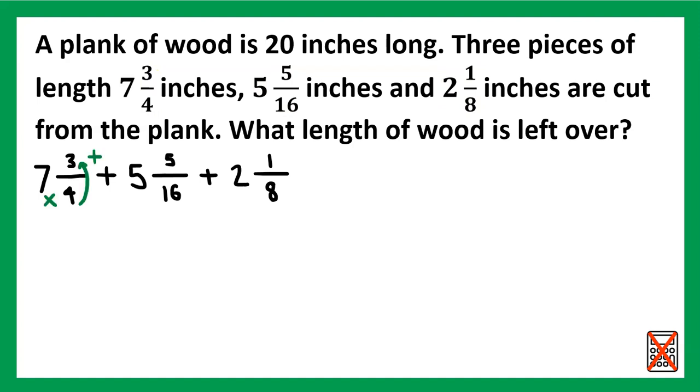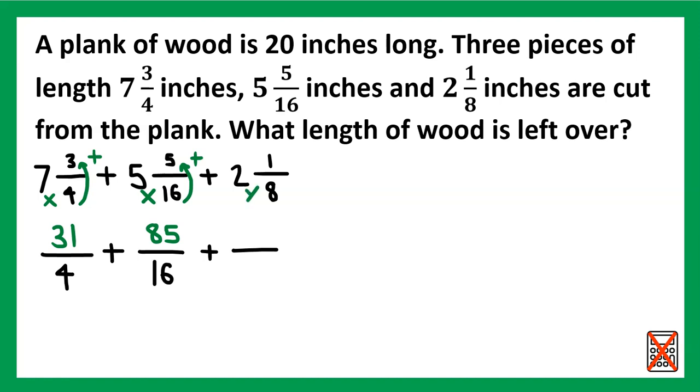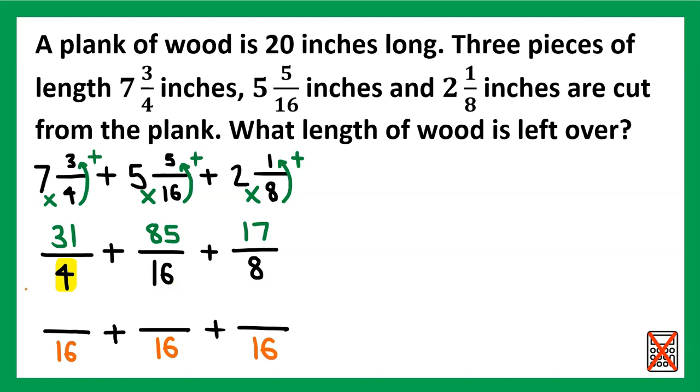7 times 4 add 3 is 31, and then over 4. 5 multiplied by 16 plus 5 is 85, and lastly 2 multiplied by 8 plus the 1 is 17. Now we need to find a common denominator for our 3 different denominators, and the lowest common denominator in this instance would be 16. To change our denominator of 4 into 16, we will need to multiply by 4.